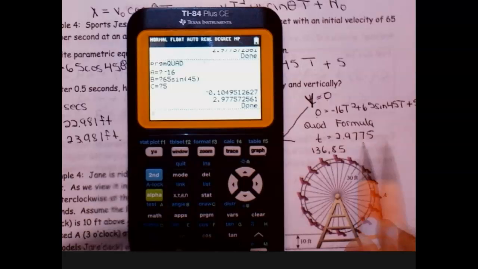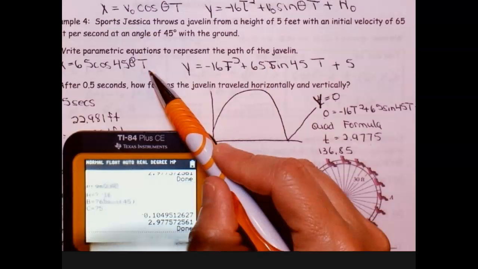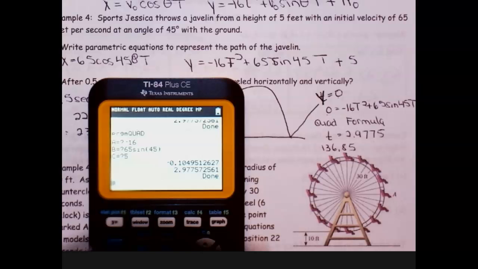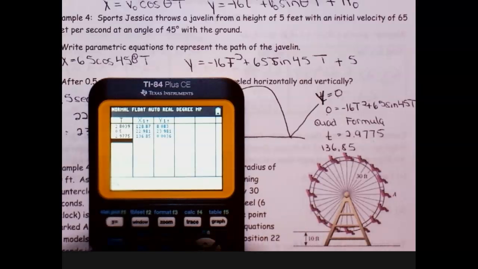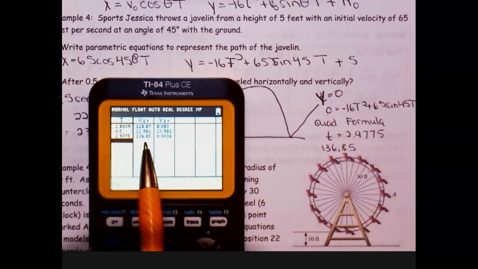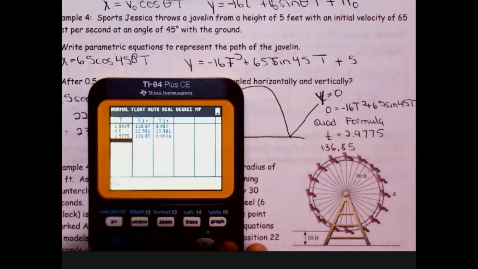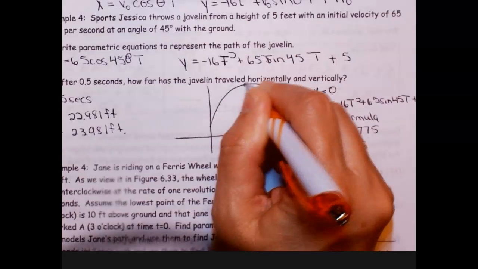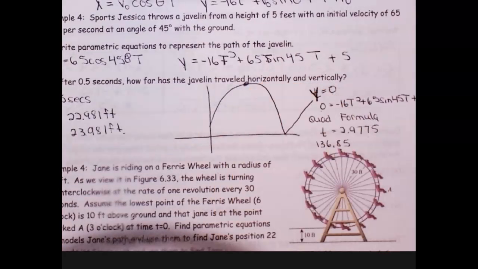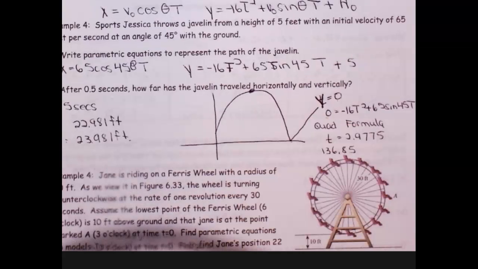So 2 things. I could plug that time back into this equation right here, or again, I could use my graphing calculator. I'm going to go into table. I type in 2.9775. It gives me my horizontal distance is 136.85. Okay, the last thing it might potentially ask you is, what is that maximum height? And remember, that maximum height is your vertex.